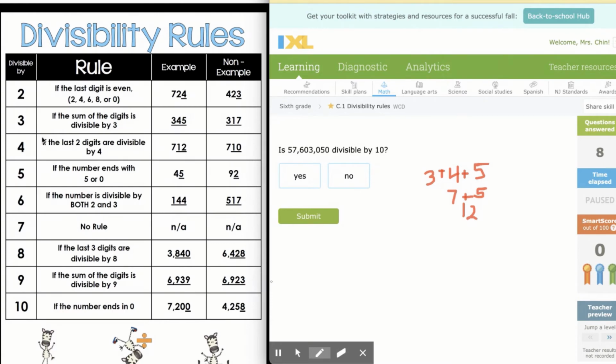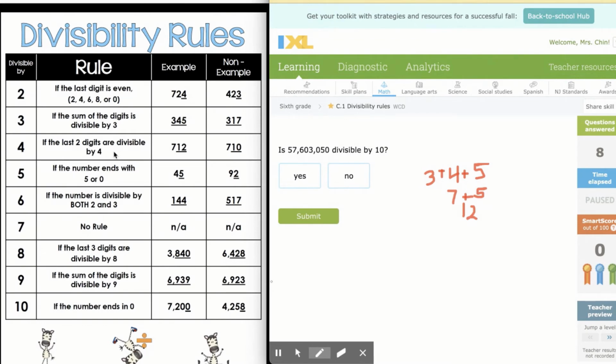Okay, coming back up to the rule for 4. If the last 2 digits are divisible by 4, meaning if you look at the last 2 digits and that forms a number that's divisible by 4, that means the entire number is divisible by 4. So 712 ends in a 12. I know that 12 is divisible by 4. 3 times 4 is 12. So that means 712 is divisible by 4.